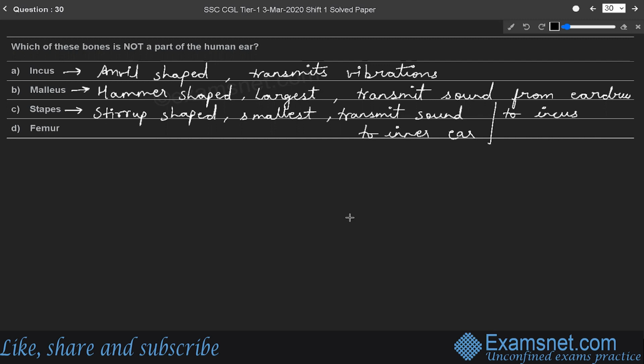Do you know what is incus, malleus and stapes now? And do you know where it belongs to? All these three belong to the middle of the ear. These three are the bones that are present in the middle of the ear. Among them, malleus is the largest bone and stapes is the smallest bone. Now let us talk about femur. Do you know where femur is present? Femur belongs to thigh. It is the longest and strongest bone in the human body.